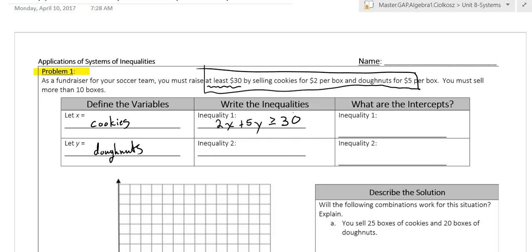Now, for the second inequality, I'm going to look here. You must sell more than 10 boxes. So cookies and donuts, that's the number of boxes of each. So if I need to sell more than 10, well, that means that x plus y must be strictly greater than 10. Here it's at least, so it's greater than or equal to. Here it's strictly more than, so that means greater than 10.